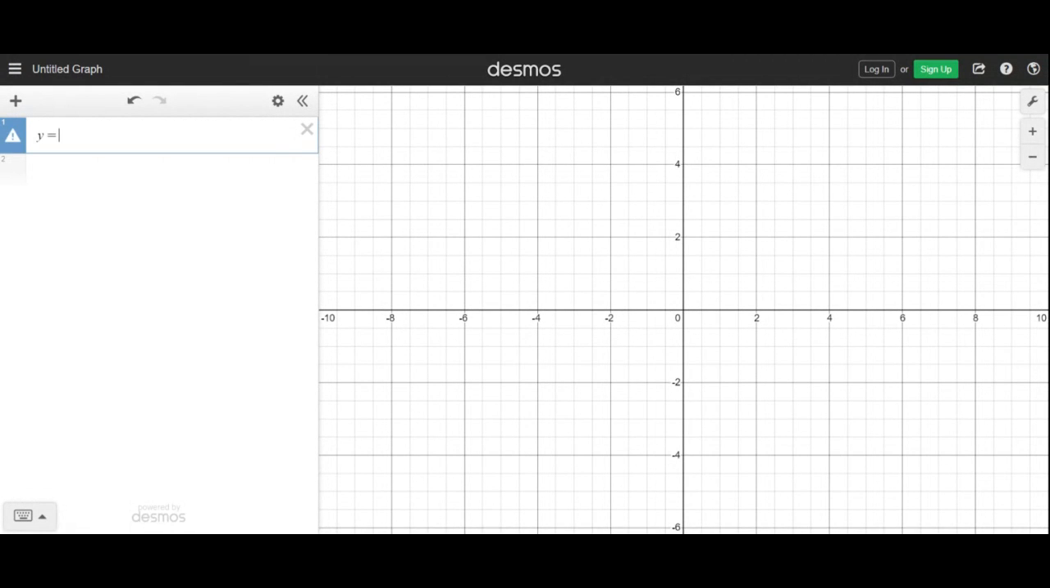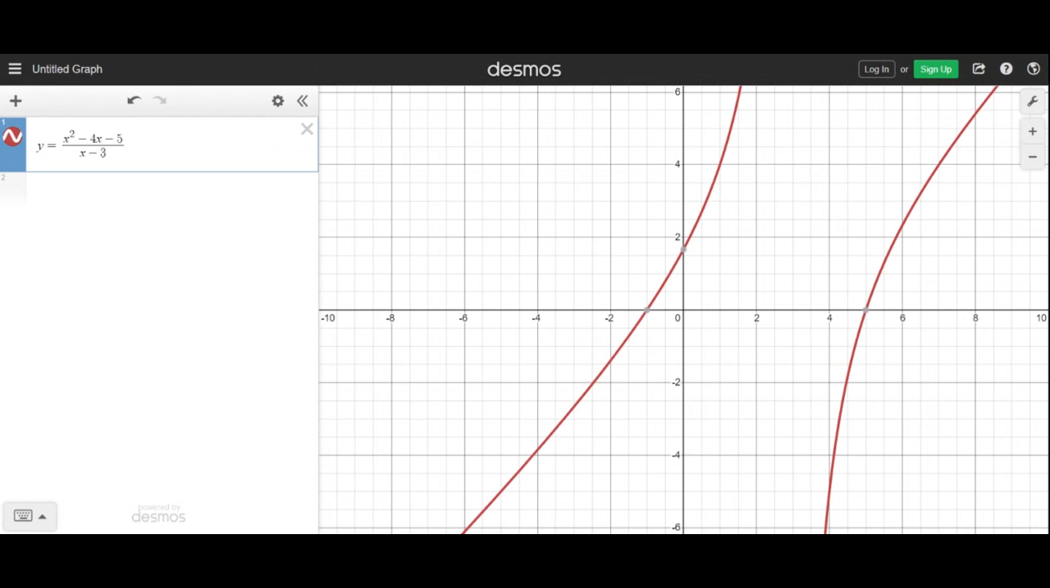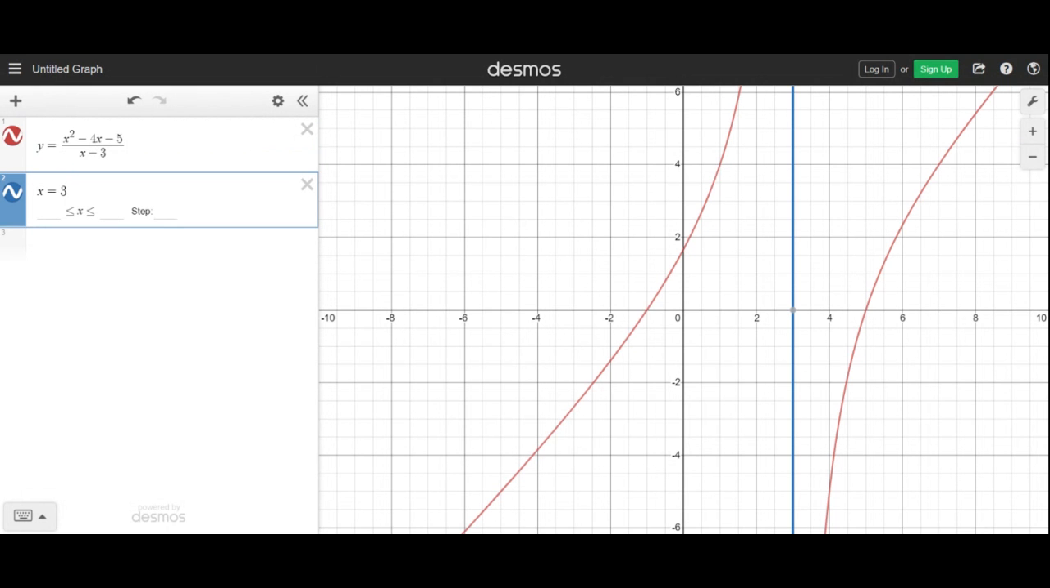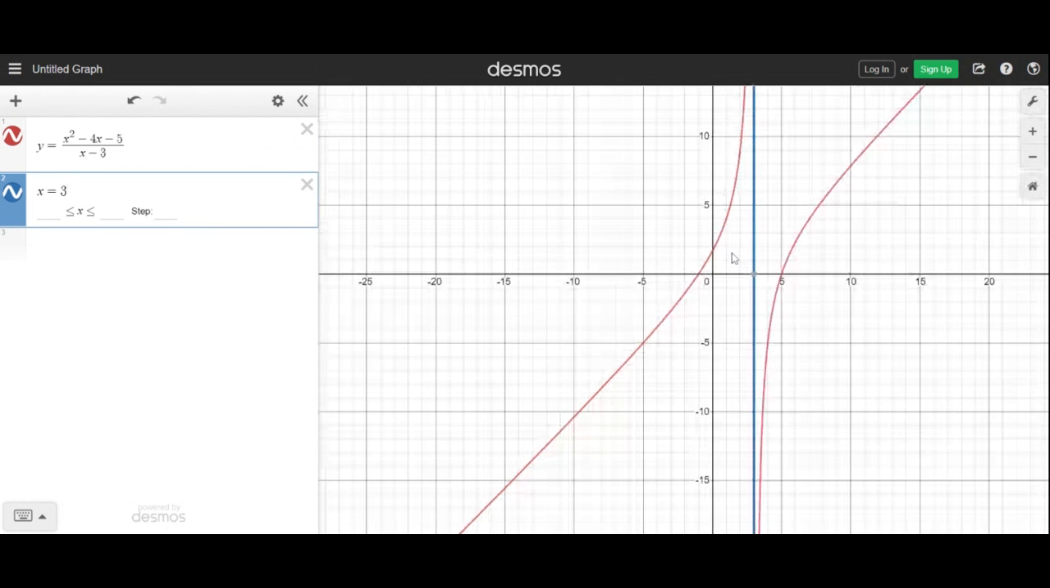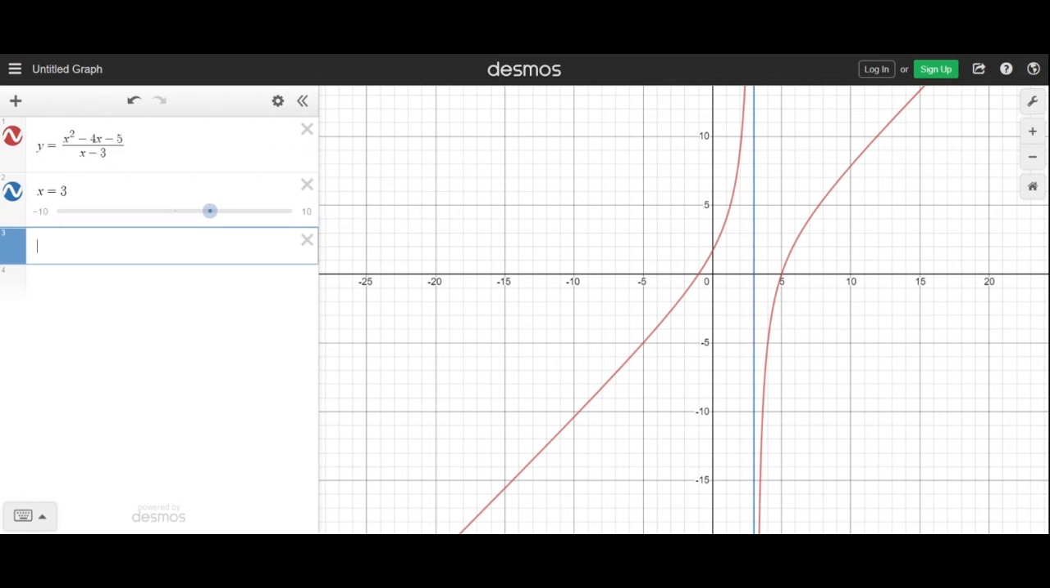So our original function here, we had y equals x squared minus 4x minus 5 over x minus 3. So first, I'm going to graph that vertical asymptote. We said that should be at x equals 3. And you can see that here. If you want to zoom out a little bit just to kind of see how it's approaching that vertical line, but that does check out. Now, notice here there is no horizontal asymptote because as I go to infinity and negative infinity, my y values are also going to positive and negative infinity.